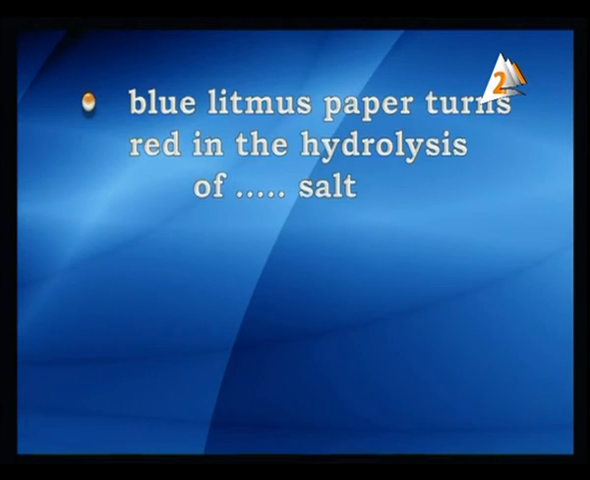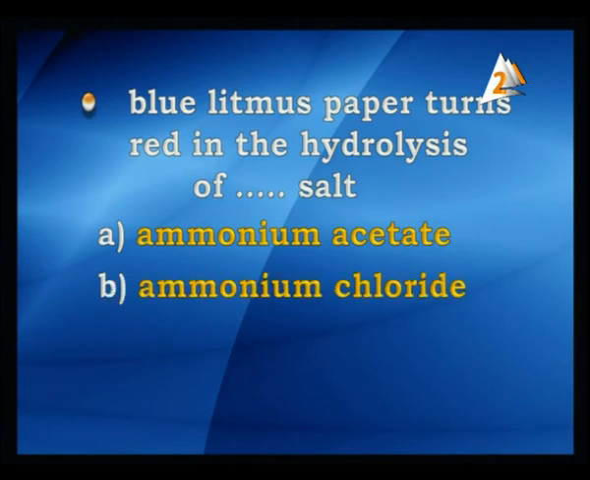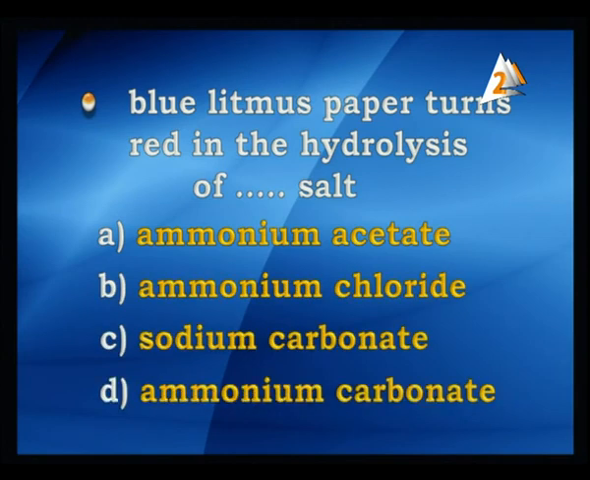Another one: blue litmus paper turns red in hydrolysis of which salt? Here we have an acidic salt. Ammonium acetate, ammonium chloride, sodium carbonate, or ammonium carbonate. Which one makes the hydrolysis of salt give the red color? It is ammonium chloride. Excellent. Why? Because the chloride radical comes from a strong acid, while ammonium comes from a weak base.